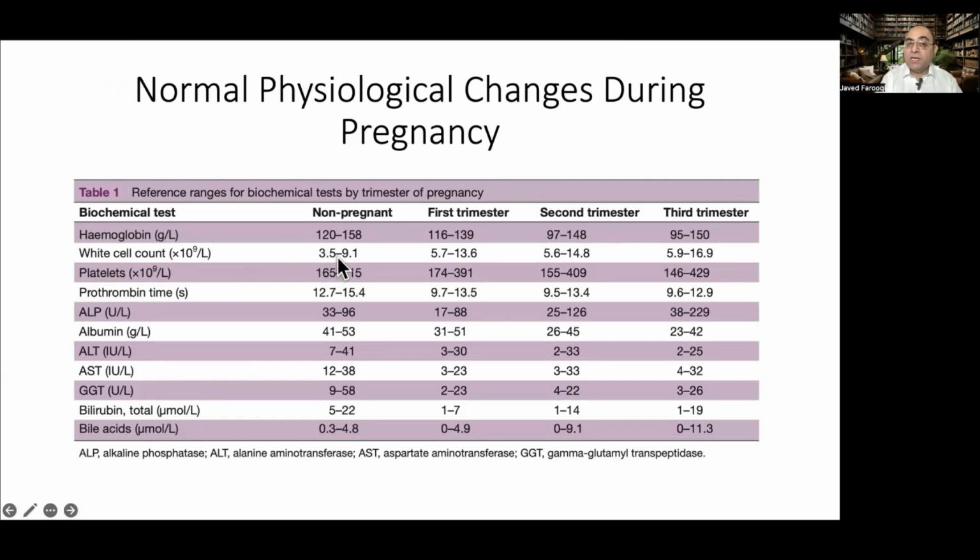Then the WBC count in the non-pregnant ladies, the first trimester, second trimester, and the third trimester. It is mildly increased in the third trimester, the lower limit. Platelets, then the PT, then the alkaline phosphatase, albumin. So all these, when we see the different categories like first, second and third trimester, again, there may be mild change in them. And these reference tables are available and you can consult them anytime.